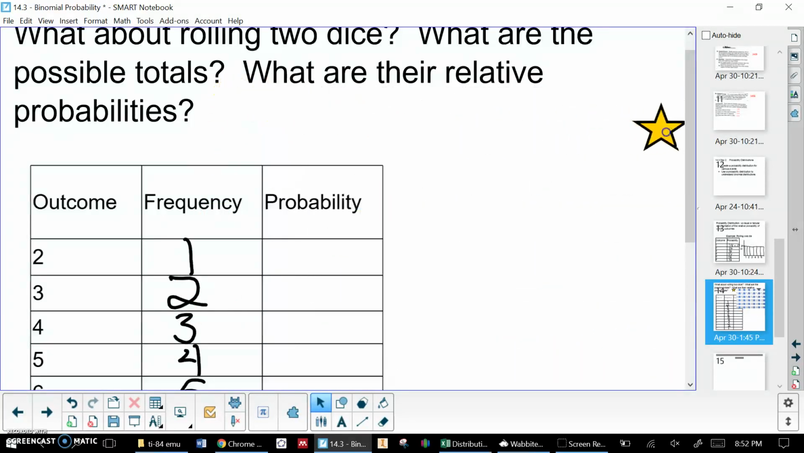So we are really more interested in probability here. So there's 1 way to roll a 2, so our probability very simply is just going to be 1 out of 36.